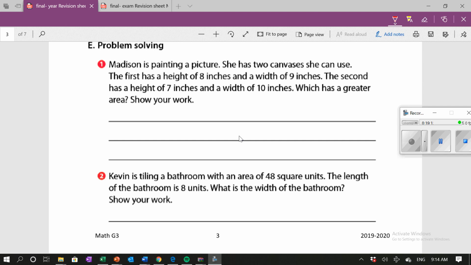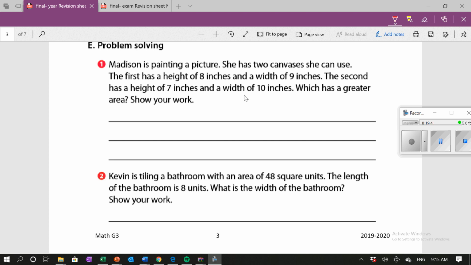Okay, for the first problem solving here, Madison is painting a picture. She has two canvases she can use. The first has a height of 8 inches and a width of 9 inches. The second has a height of 7 inches and a width of 10 inches. Which has a greater area? Show your work. So here I have two shapes, two rectangles.